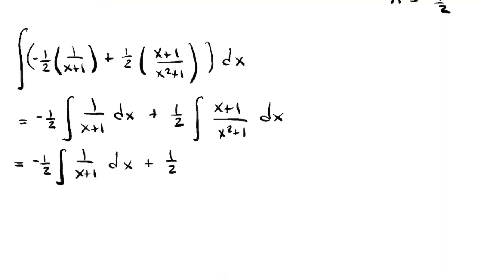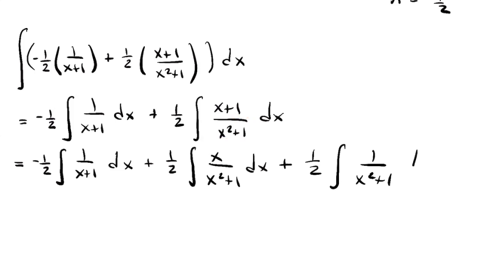So I've got 1/2. Now, how am I splitting it? I'm going to write this as x over x squared plus 1, plus 1/2 the integral of 1 over x squared plus 1. Okay, I'm just distributing my denominator. So now I've got this thing written out in a form that I can perform the integrations.